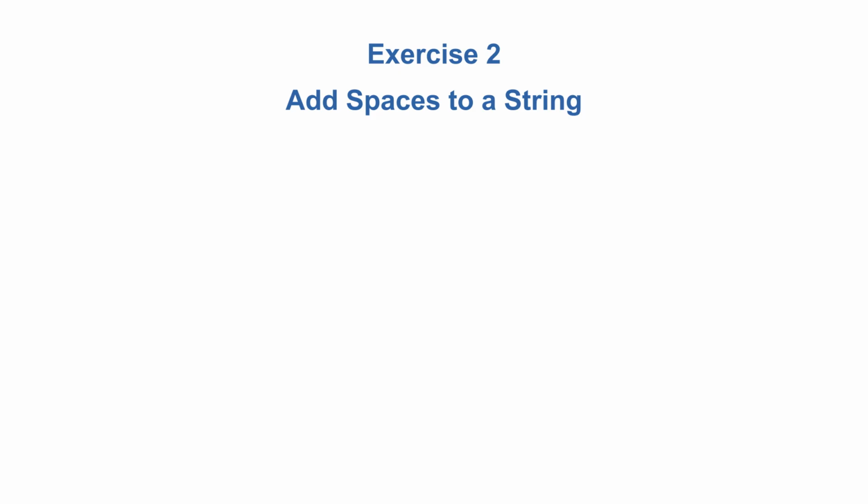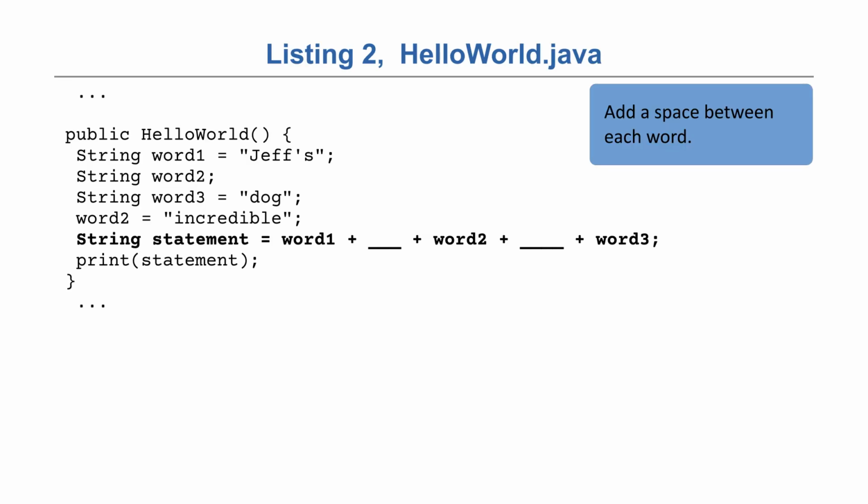In exercise 2, we'll add spaces between joined strings. Add a space between each word. Hint: a space should be typed as a space between quotes. Run it. What happened? It should have printed the 3 words with a space between each word.